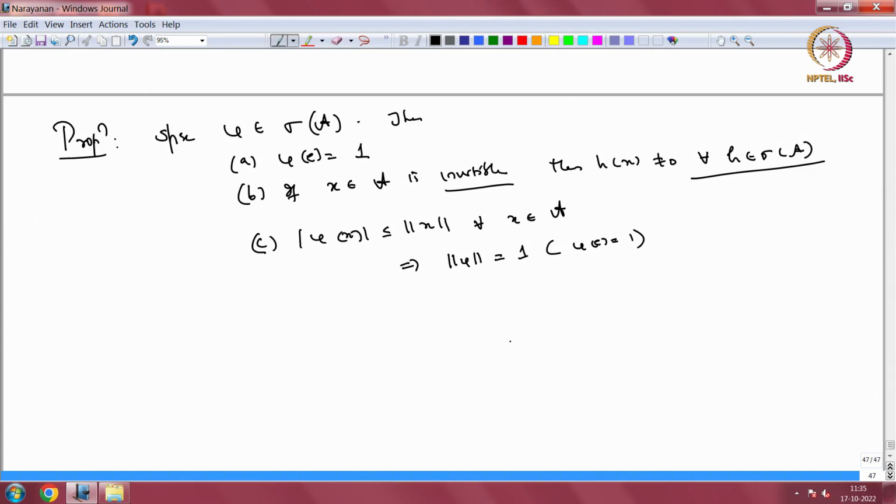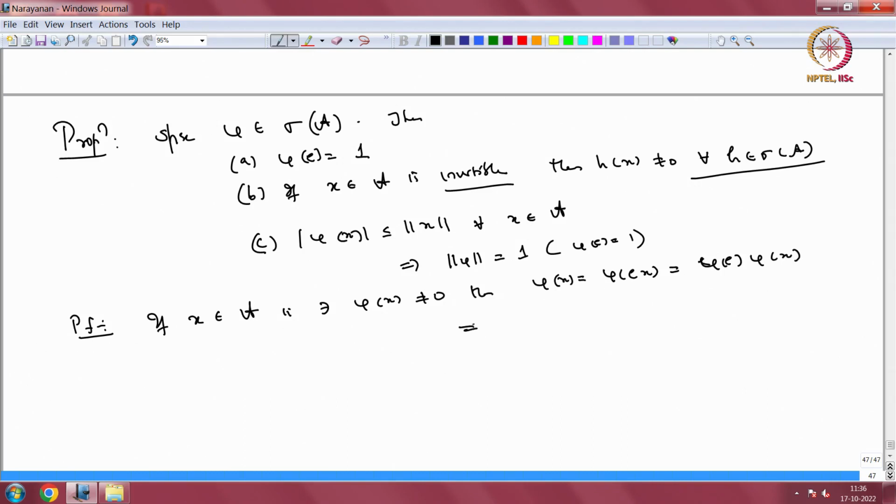Okay. So, let us prove this. Proof is straightforward and you have seen this in some form or the other. So, if x is a Banach algebra element such that phi of x is non-zero. I am trying to prove phi of E is equal to 1, right. Then phi of x equal to phi of E times x equal to phi of E into phi of x, right, but phi of x is not 0. So, this implies phi of E equal to 1, right. This is how you prove that identity goes to identity. So, that is a trivial assertion.